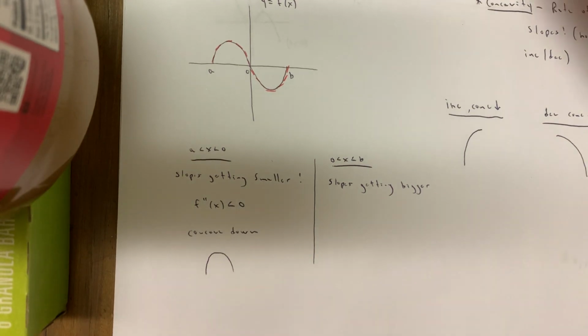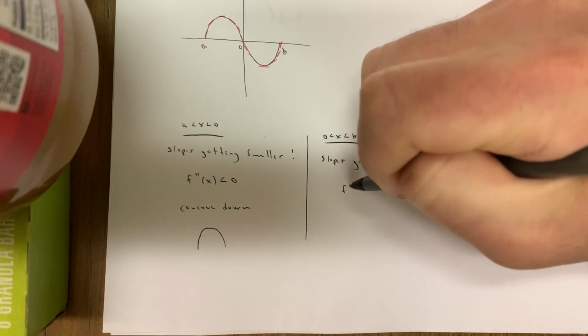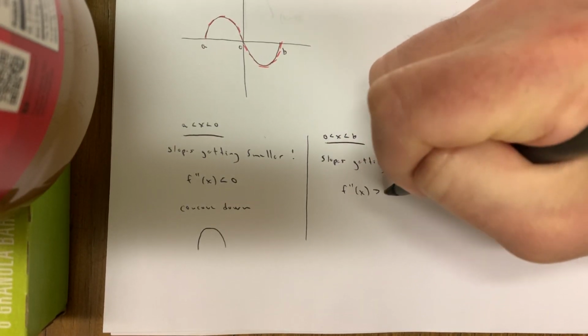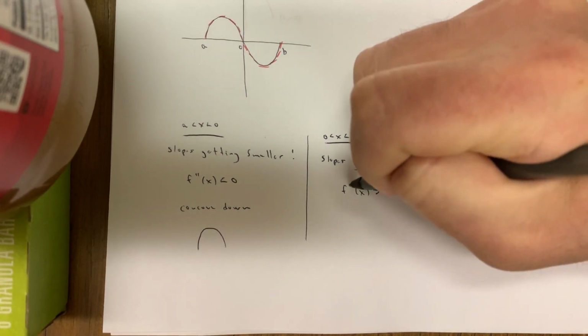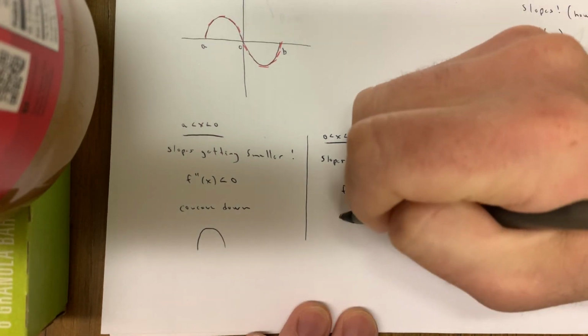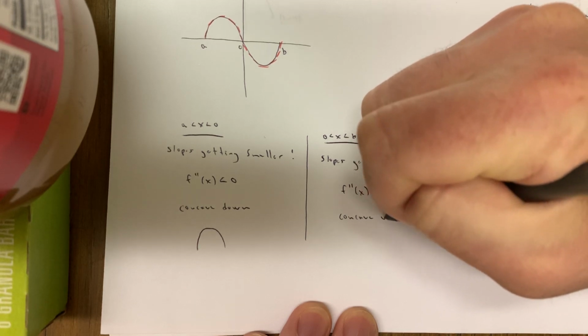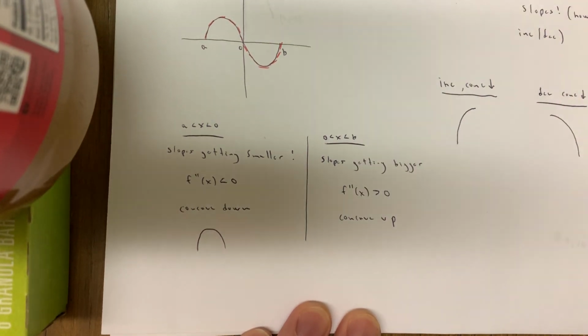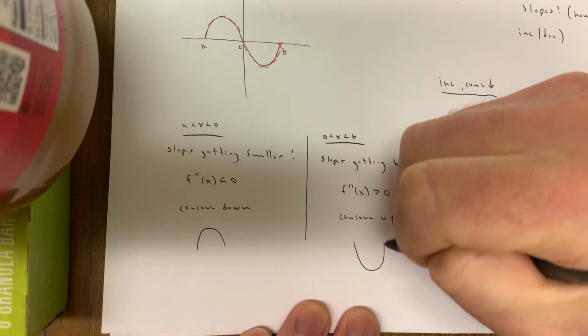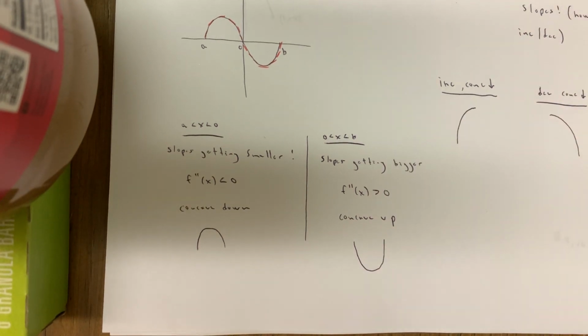And if the slopes are getting bigger, that means the rate of change of the slopes is going to be positive. So f double prime of x is going to be positive. And if f double prime of x is positive, you're not concave down, you're concave up. Try to think concave up, like any part of a U is concave up, okay? And that's what a graph looks like if it's concave up.